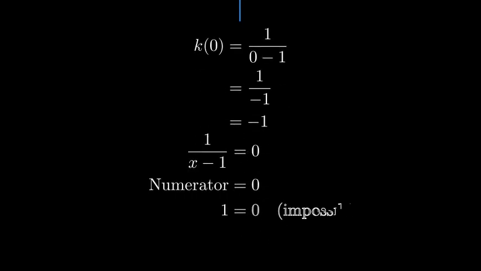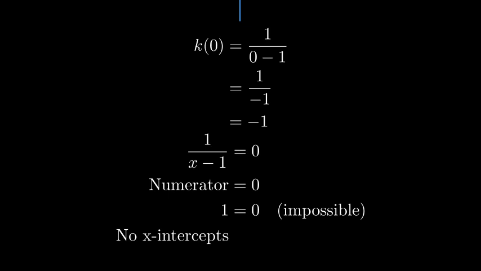To find the x-intercepts, we set the function equal to 0 and solve for x. 1 divided by x minus 1 equals 0. A fraction equals 0 only when its numerator is 0, but the numerator here is 1, which is never 0. Therefore, this function has no x-intercepts, meaning it never crosses the x-axis.